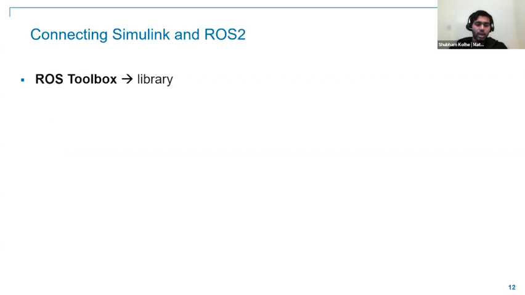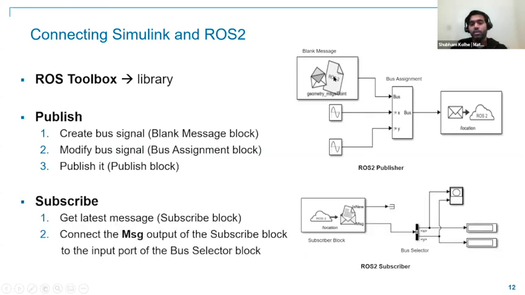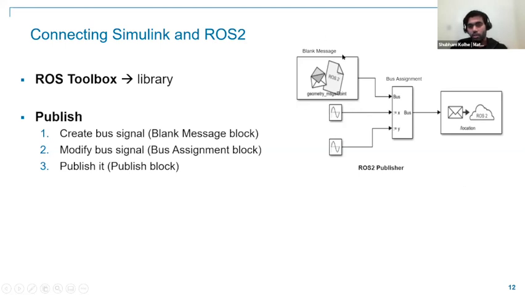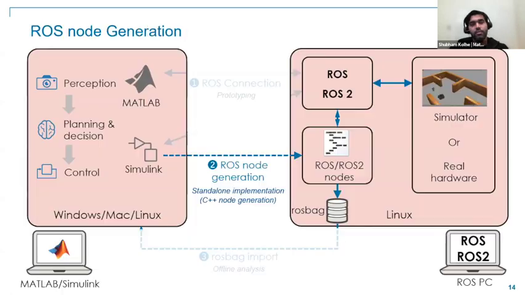Now, if you want to connect Simulink to ROS2, the procedure is very much similar. But instead of the ROS1 blocks, you have ROS2 blocks over here. So this blank message is the ROS2 block, and to publish, you have to get ROS2 publisher blocks. It is similar. You have ROS2 blank message, a bus assignment operator, and a ROS2 publisher block. Then to subscribe, you import the ROS2 subscriber block and do the same process.